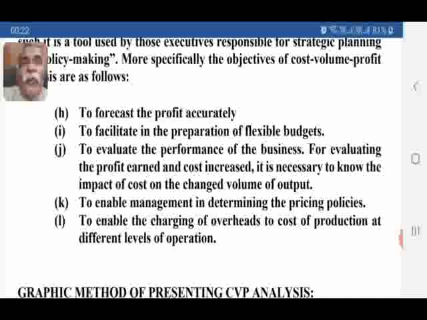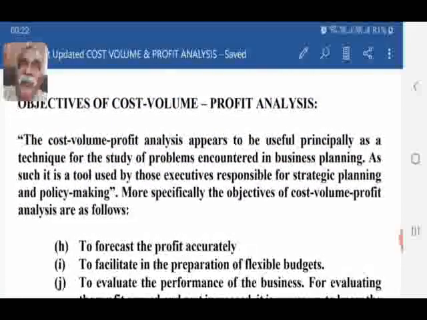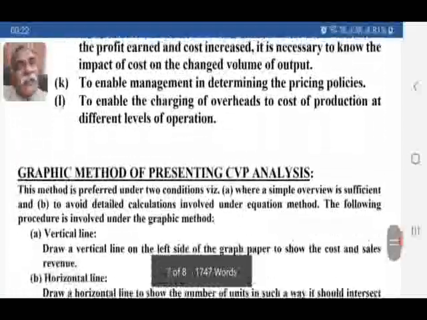For evaluating the profit earned and cost increased, it is necessary to know the impact of cost on the changed volume of output. To enable management in determining the pricing policies, to enable the charging of overheads to cost of production at different levels of production operations. So these are the objectives of cost volume profit analysis.